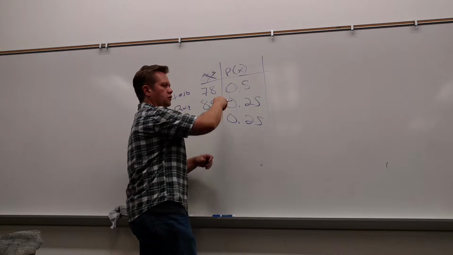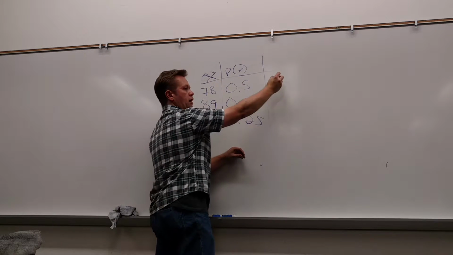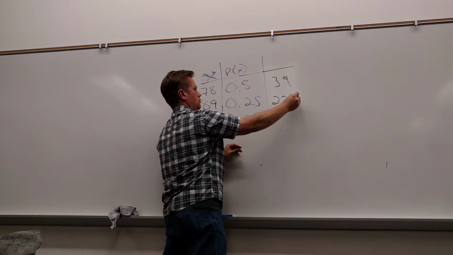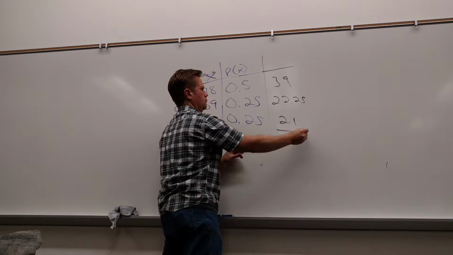Half of 78. So you just multiply across: 39, 39. Good. 22, 25, I like it. 21. Yep, and the total is 82.